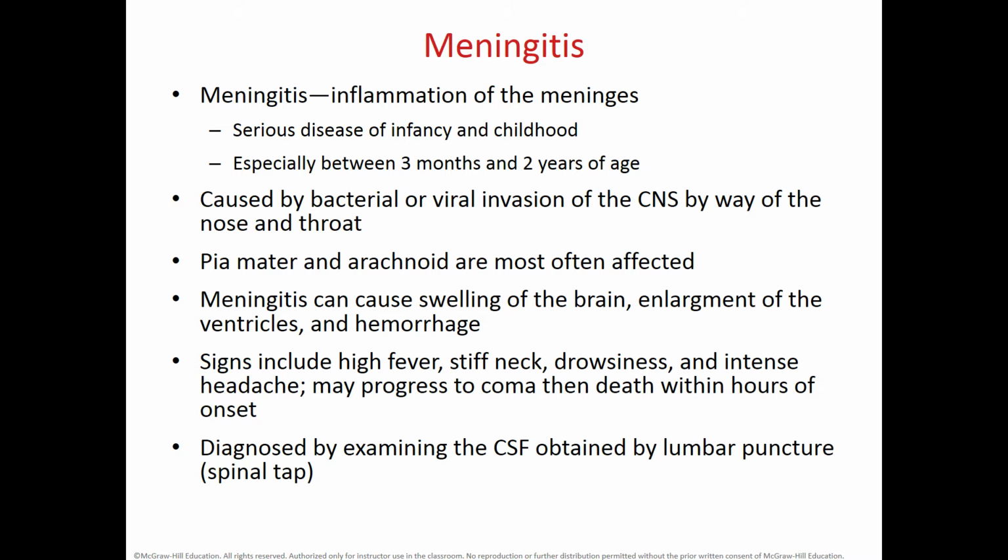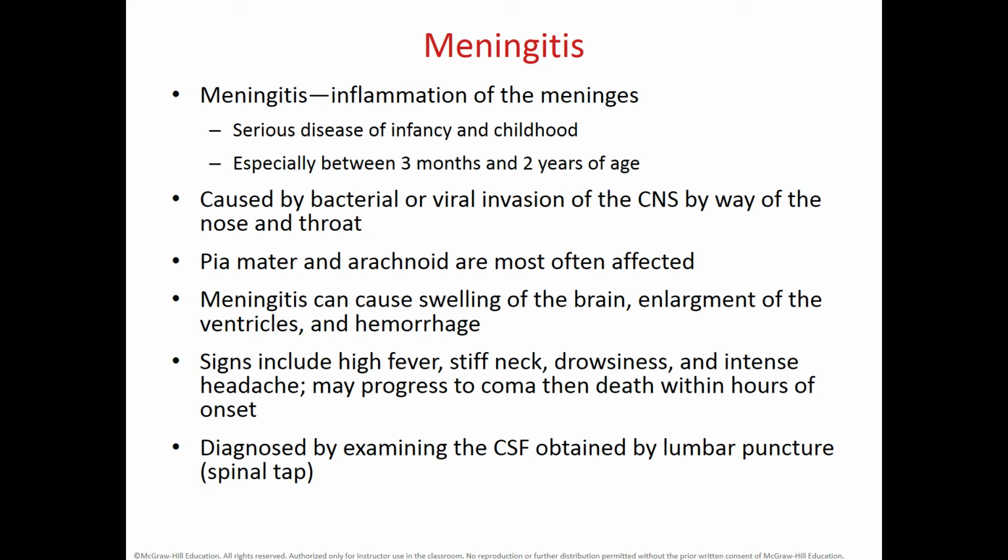The two meninges that are mostly affected are the pia mater and arachnoid because they are thinner than the dura mater. Meningitis can cause so much damage, such as enlargement of the ventricles because of overproduction of CSF, inflammation, and even hemorrhage. Some signs of meningitis are high fever, a stiff neck, being drowsy, and an intense headache, including vomiting, what we call projectile vomiting. If it's not diagnosed and treated properly, it can lead to coma and death within hours of onset.